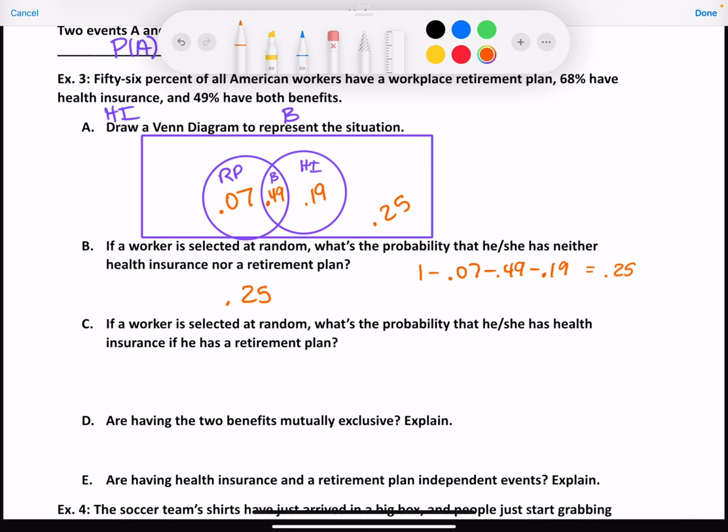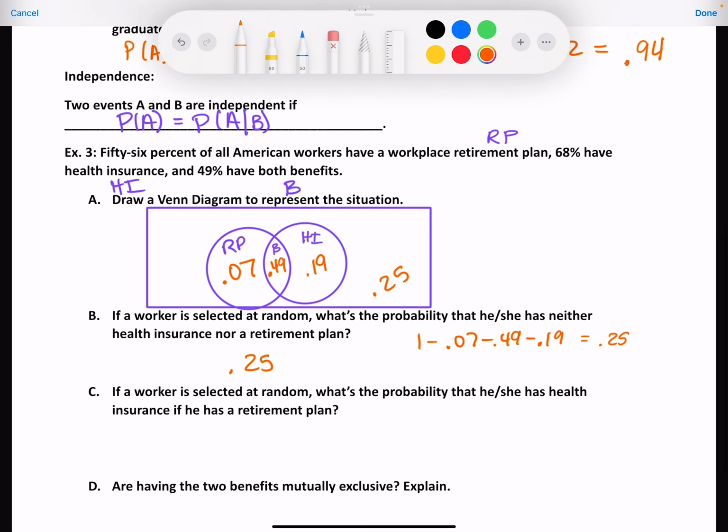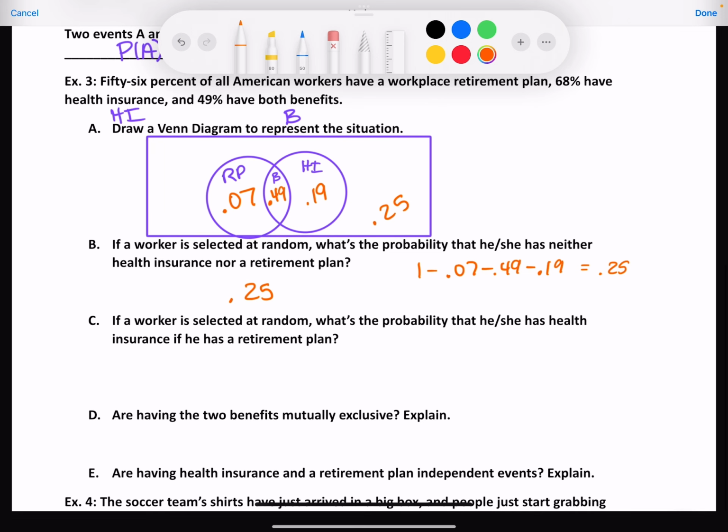I'm guessing that's not the right answer. 19. We're going to use this thingy. So we're looking at the probability that they have health insurance given that they have a retirement plan. Isn't it this point? So the probability of health insurance given a retirement plan. Okay, so it's 0.19. Okay?